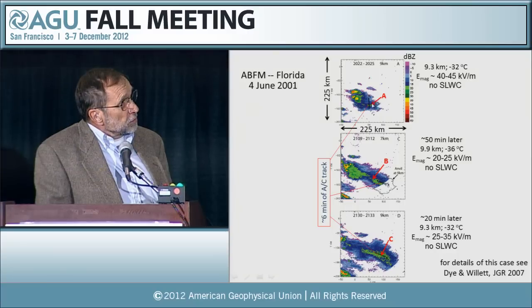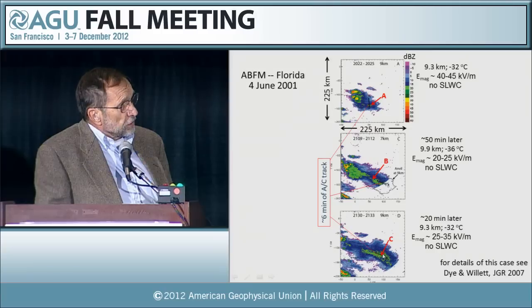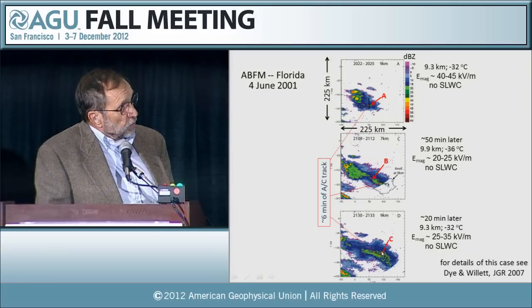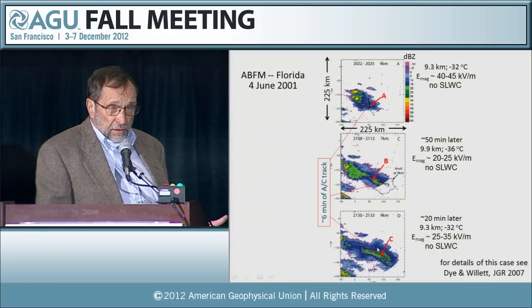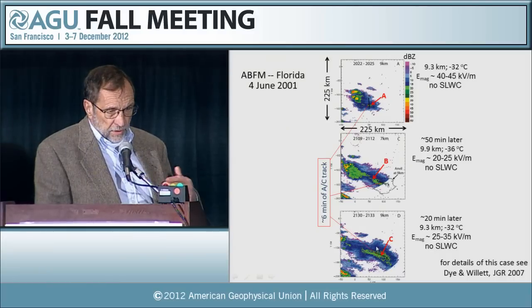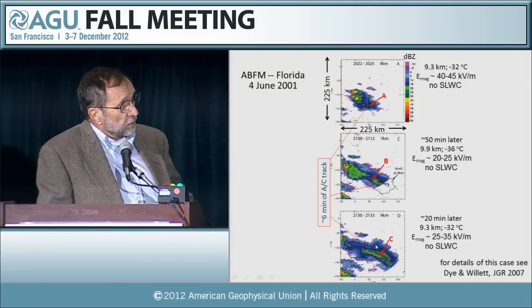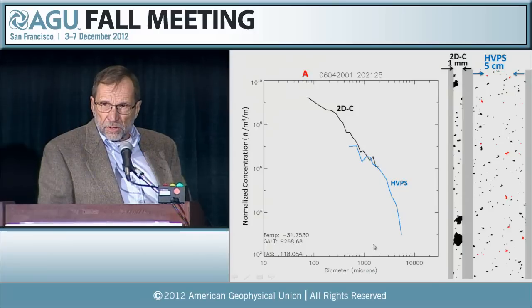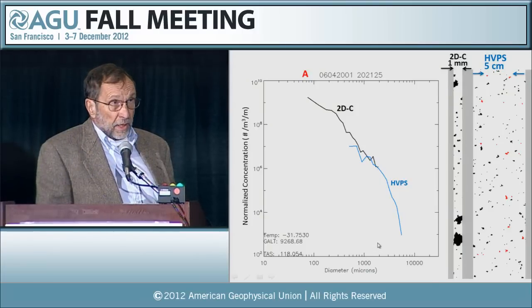I'm going to use these points here, A, B, and C. I'm going to show you size distributions at those points and use that then to calculate collision rates and also then to try to, based on laboratory results, make an estimate of the kind of charging we might expect.